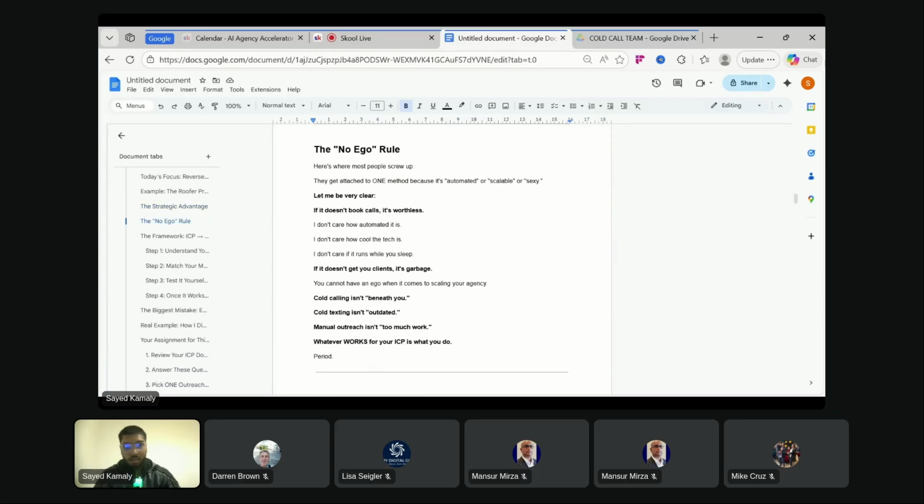Now, you need to eliminate the ego. This is where so many people screw up. They get attached, right, to one method because it's automated, because it's scalable, because it's sexy, because it's the thing that everyone else is doing.